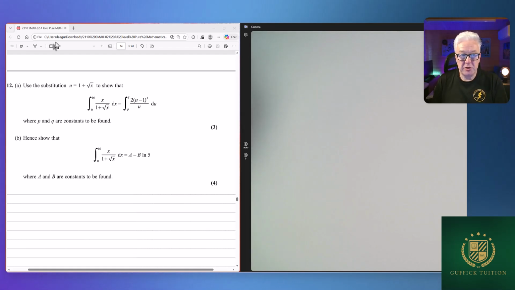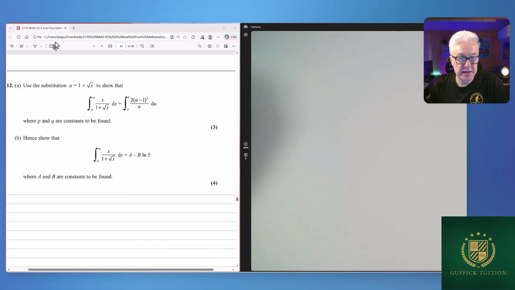Hello everyone, we've got an integration by substitution question here. It says use the substitution u is equal to 1 add root x to show that the integral between 0 and 16 of x over 1 add root x dx is equal to the integral between p and q of 2 times (u minus 1) cubed over u du. Right, let's have a look at this.